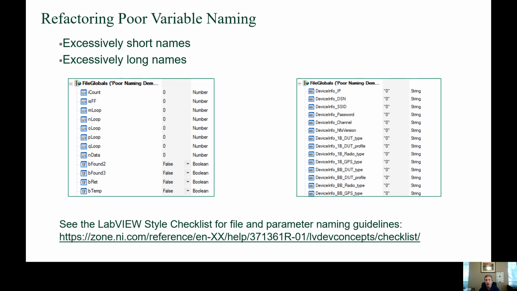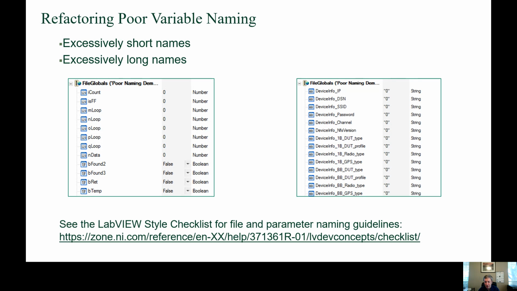Well, the first is poor variable naming. And again, these are the kind of code smells that can happen in LabVIEW code or somewhere else. What you're looking at here, I believe, is TestStand. It's not even LabVIEW. On the left, we have excessively short names for variables. As a LabVIEW programmer, if I saw a bunch of locals, or a formula node with names in them like iCount, isFF, mloop, et cetera, the ones in the left picture, it would be difficult for me to figure out what was going on purely by looking at the variable names.